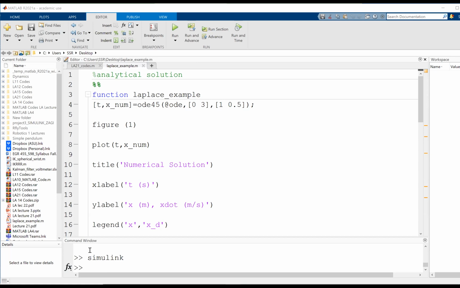So with this information, with this knowledge, what I want to do is I want you to open Simulink.